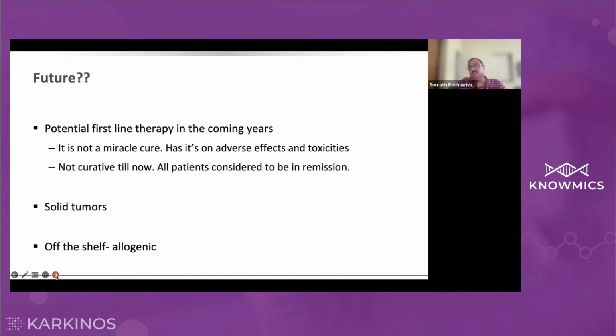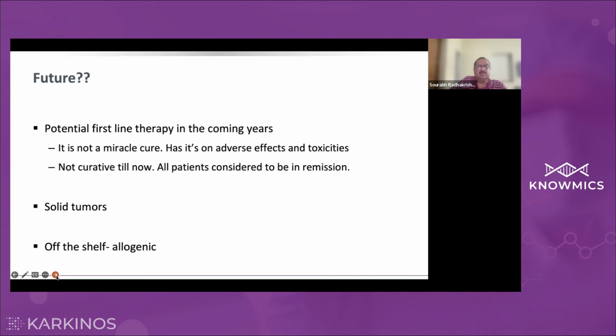Second and more important is, as I said previously, most of the CAR T which is available now is autologous. In the sense that it is taken from the patient's body and then sent to the lab to develop the CAR T, and then it has to come back. You cannot buy it off the shelf from anywhere.